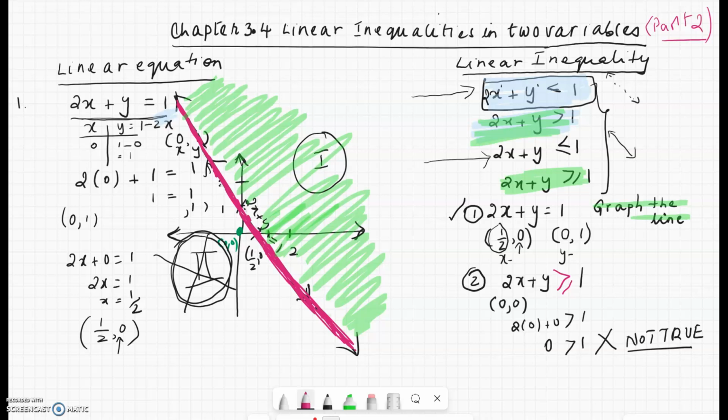Now, what if I wanted to graph the solution for 2x plus y strictly greater than 1? Then what's the only difference? Instead of the solid line that we have here, we need to change it to a dotted line. That's the only difference.